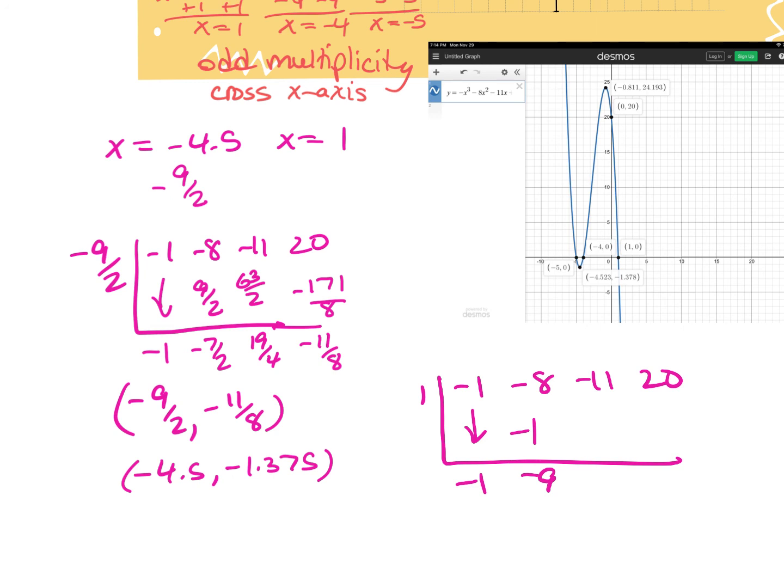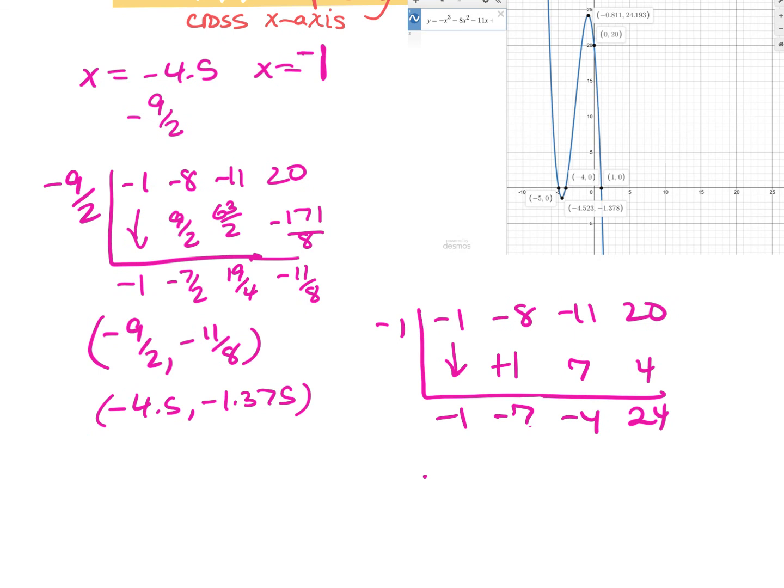Actually, I can't do 1, 1 is the zero. I'm doing -1, sorry. I'm going to do a -1 here. So then this becomes +1. And then this is going to be -7, because I needed that 0 to be in between. And I already knew that 1 was one of my zeros. So I'm actually doing -1. So then now I'll multiply. -4, +4, 24. So again, the y is the ordered pair, the remainder.